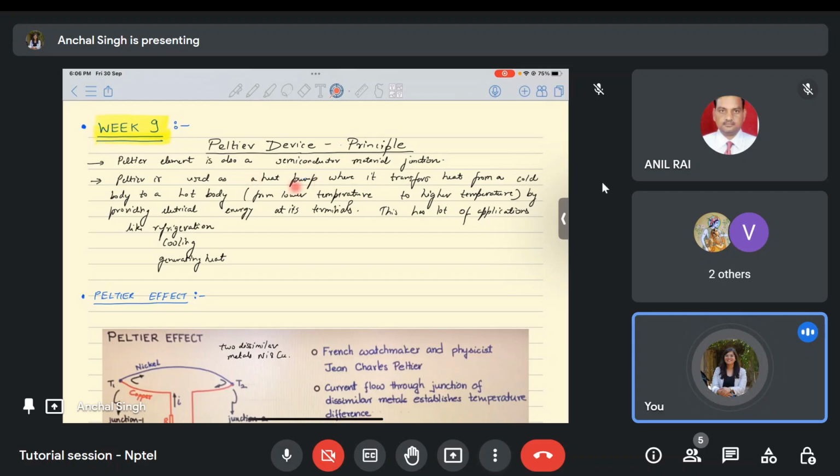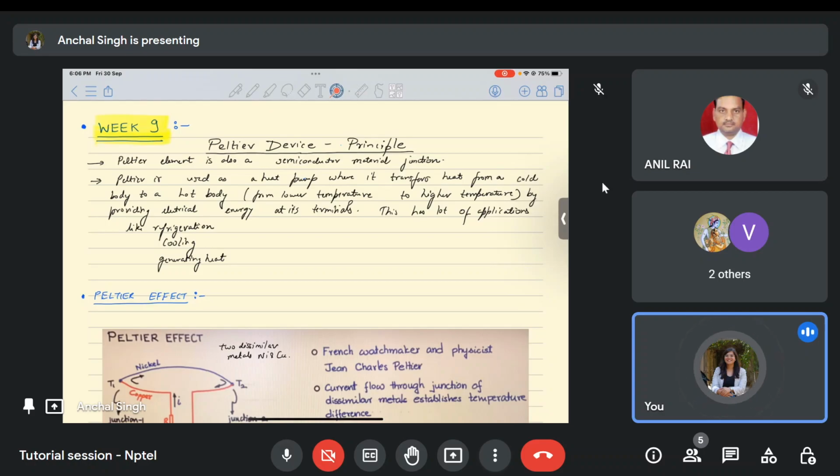So we all know that naturally energy will flow from higher temperature to lower temperature. We know that that is what naturally happens. But when we want to make the energy flow from low temperature to higher temperature, then we'll need something like an external pump, that is a heat pump. And Peltier device is one way of achieving that.